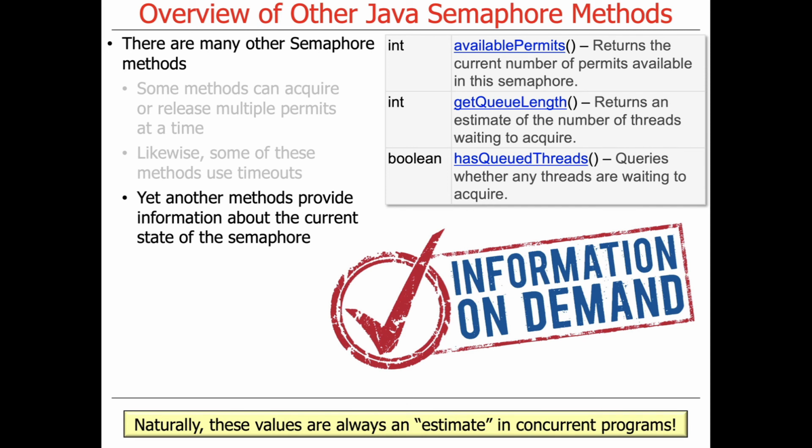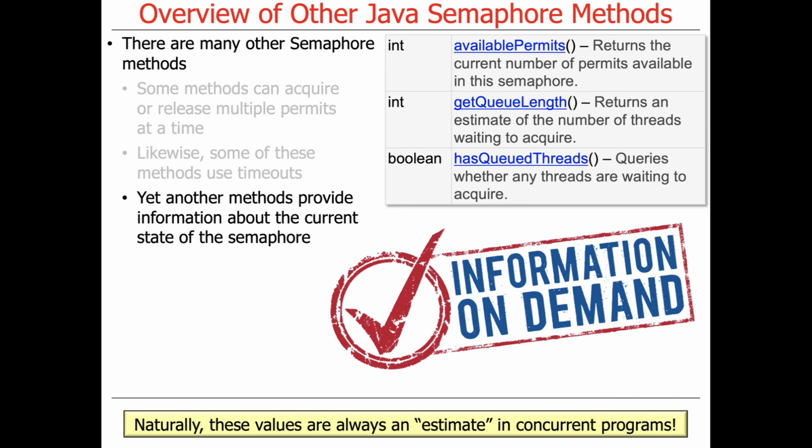And then there's a whole pot of other methods that get you other information. There's one that tells you how many permits are available on the semaphore. There's something that tells you the number of threads that are waiting to acquire the semaphore, and so on and so forth. So there are other methods.